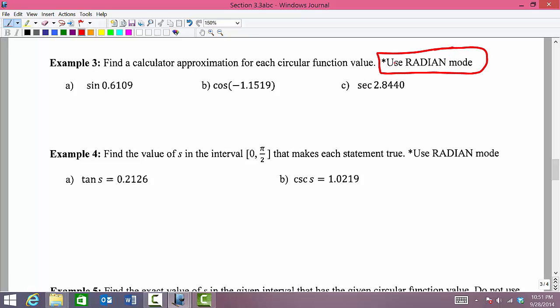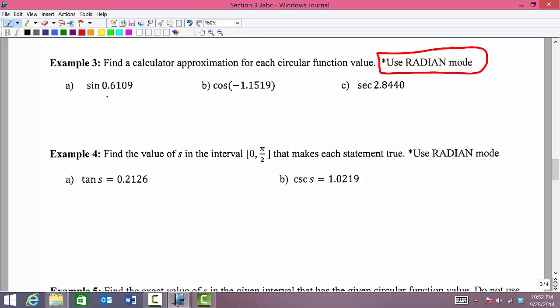And so we want to make sure that we use radian mode on our calculator. Really important that you switch your calculator to radian mode before we evaluate these. Our calculator doesn't know if we're talking about degrees or radians unless we tell it. So we have to put it in radian mode.